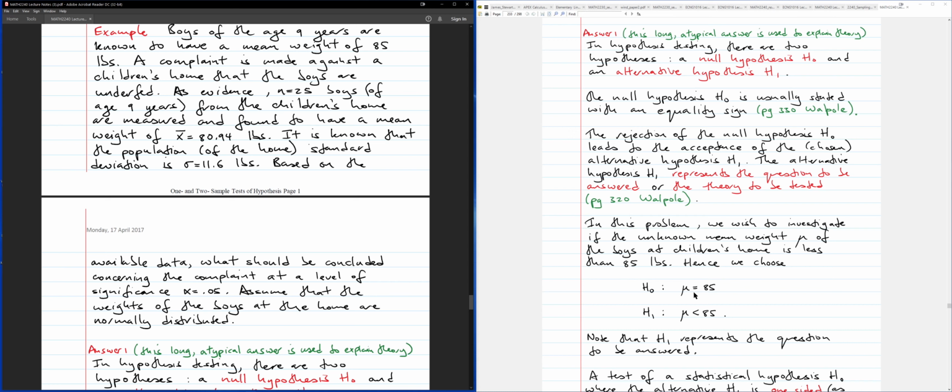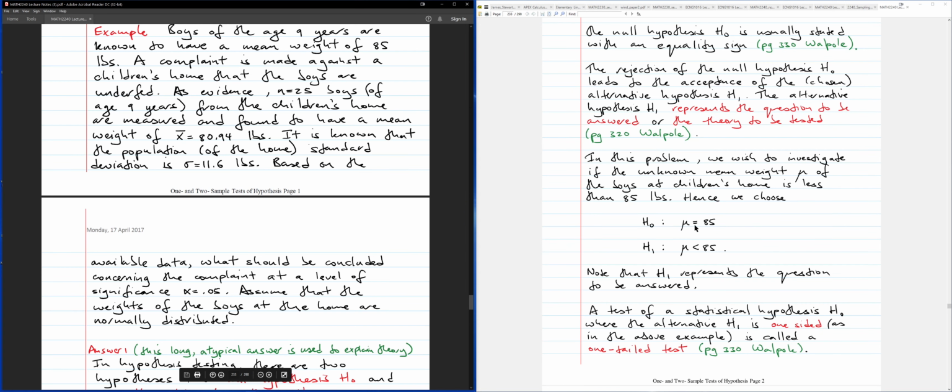The question that you're investigating is that the boys are being underfed, so that the mean weight is less than 85, right? Once you have your alternative hypothesis over here, what you need is a null hypothesis, and you can basically get it by taking this and using an equal sign. So your null is mu is equal to 85.